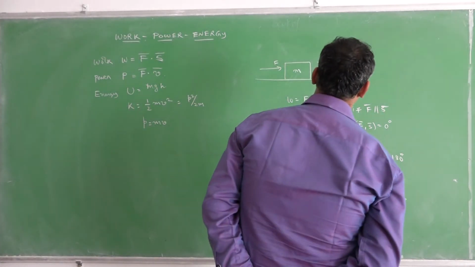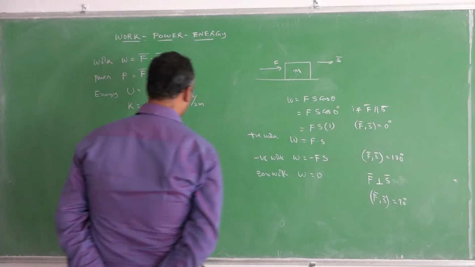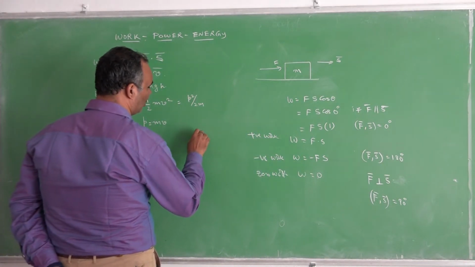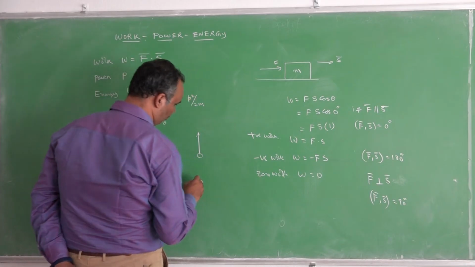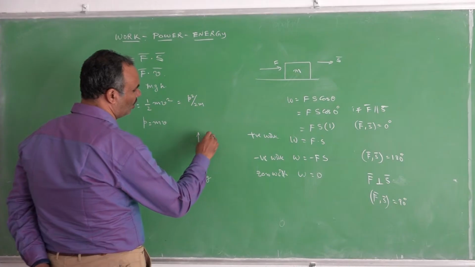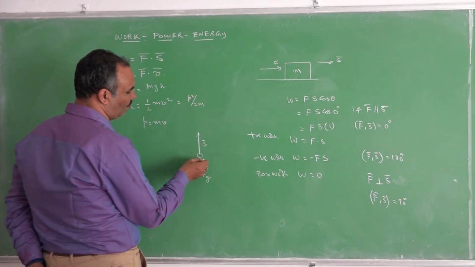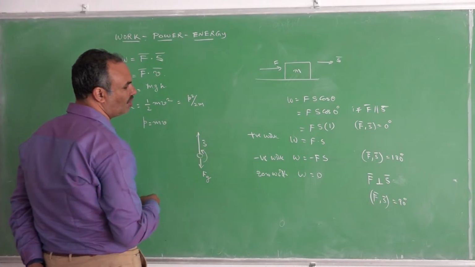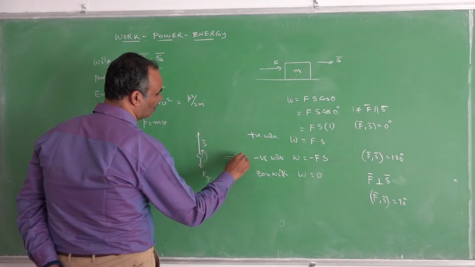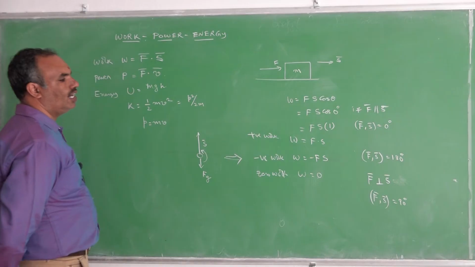Generally, for a vertically thrown up body, if you throw an object vertically upwards, actually gravitational force is acting in the downward direction. You are giving displacement in the upward direction. The angle between force and displacement is 180 and the work done is negative in this case.